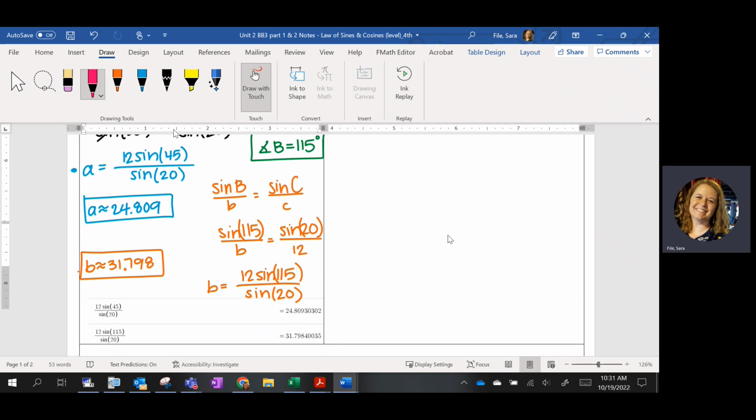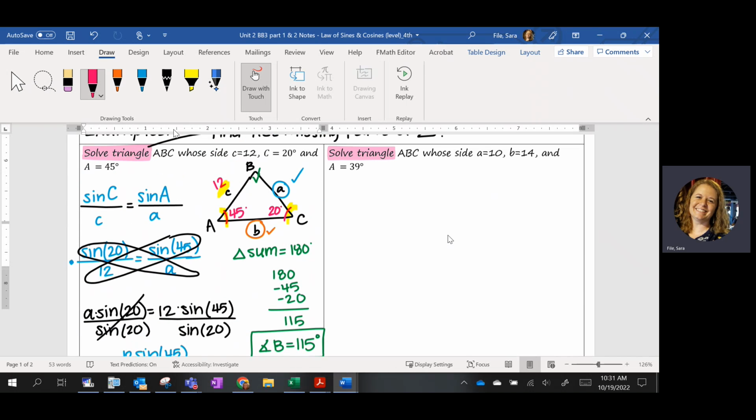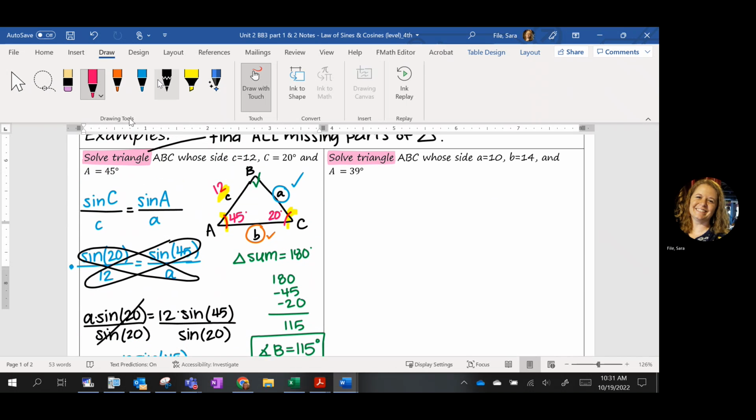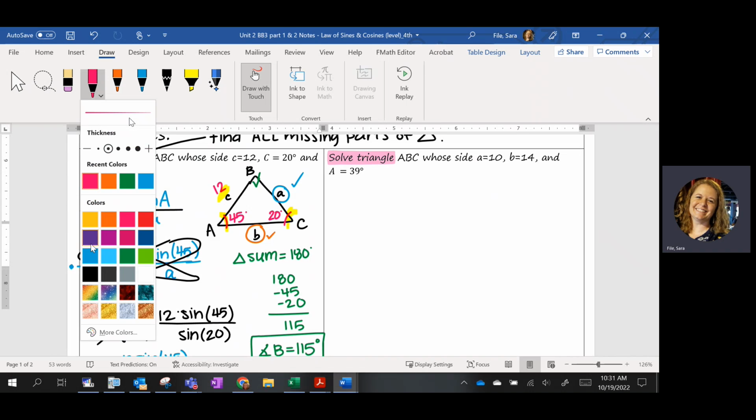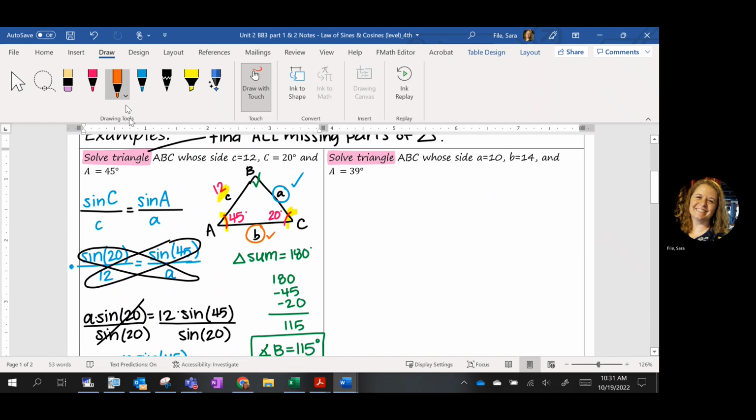Okay, let's take a look at this next example and see what we're given here. So I'm going to sketch a triangle again. And they're calling this one ABC also. I'll do the same, ABC.